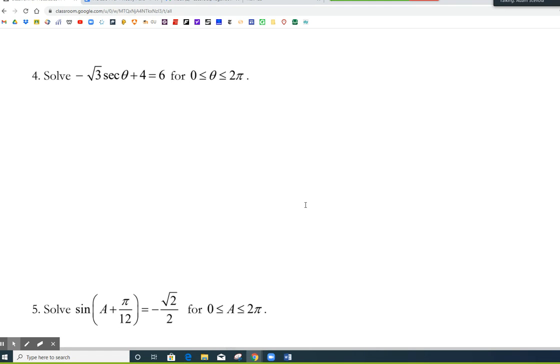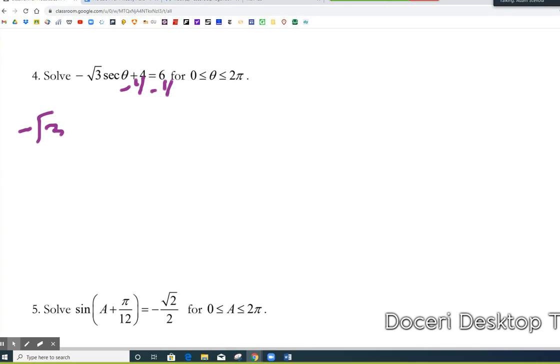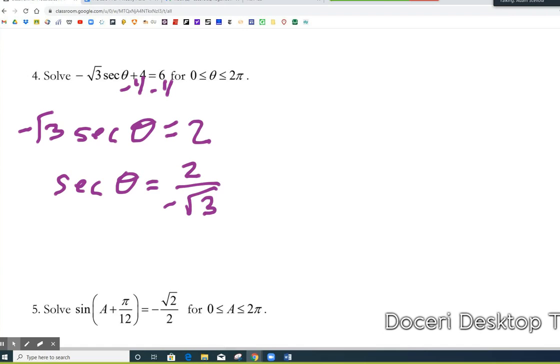All right, the first thing I would do here is subtract 4 on both sides to help us get secant alone. So I get negative root 3 times secant of theta is equal to 2. Then I'm going to divide both sides by root 3. So we get the secant of theta is equal to 2 divided by root 3. Now we could rationalize this and get rid of the radical in the denominator, but I wouldn't do that yet because we don't have to. I would only simplify things when it's in our final answer. Other than that, you might be wasting time.